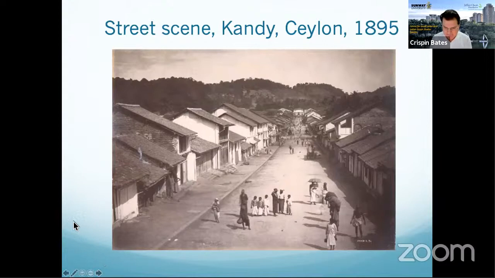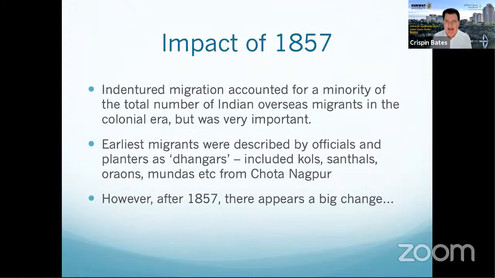Now, as I've said, indentured migration accounted for a minority of the total number of overseas migrants in colonial India, but it was very important precisely because it was these indentured migrants who first built the docks, who cleared the forest, who established the port cities, which enabled trade then to flourish subsequently all around the Indian Ocean. The very earliest migrants were described by officials and planters as Dhangars, and they included Kols, Santals, Oraons, Mundas, etc., from Chota Nagpur.